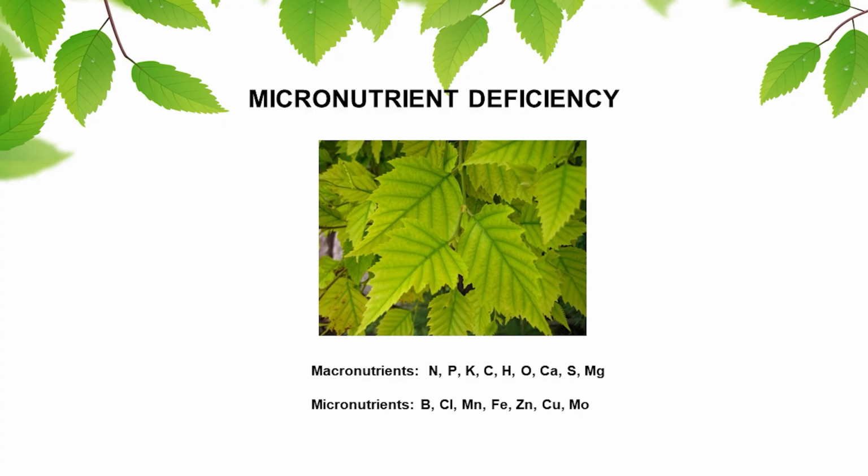Micronutrient deficiency. Although it might not technically be considered a pest, let us spend a little time reviewing micronutrient deficiencies. In order to grow and maintain their health, plants have nutritional requirements. Macronutrients are needed in larger quantities and include nitrogen, phosphorus, hydrogen, oxygen, calcium, sulfur, and magnesium. Micronutrients are needed in smaller quantities and include boron, chloride, manganese, iron, zinc, copper, and molybdenum.